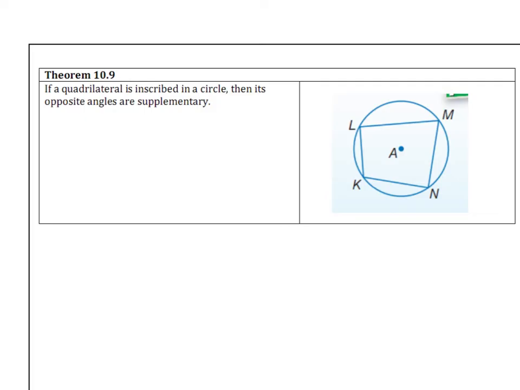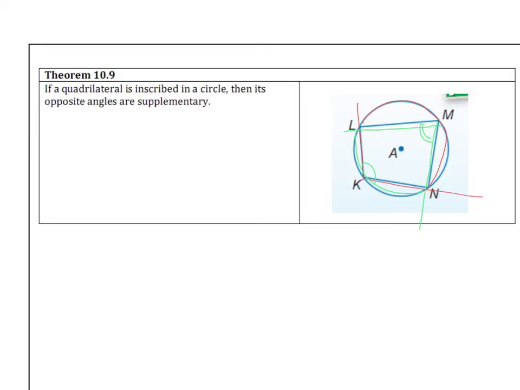If a quadrilateral is inscribed in a circle, then its opposite angles are supplementary. So I want you to think about this angle right here, angle K. Angle K opens up to this part of the circle, and it's going to be half of that. Angle M across from it opens up to the rest of the circle. A whole circle is 360. So these two angles combined should be half of 360, which is 180.